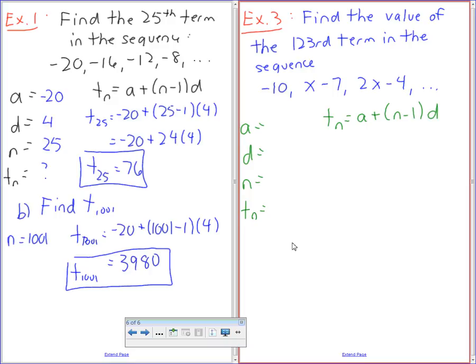All right, Alana, can I get something given for this question, please? What do you know? Starting value is negative 10. Good. All right, Leah, can I get something else, please? N is 123. Okay.